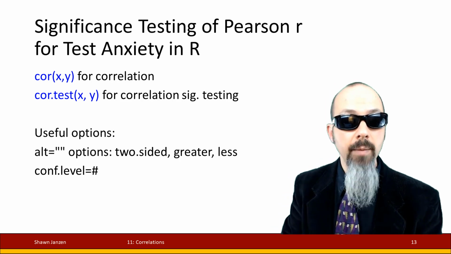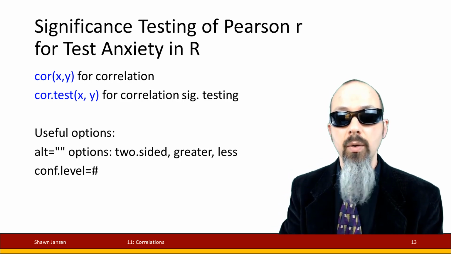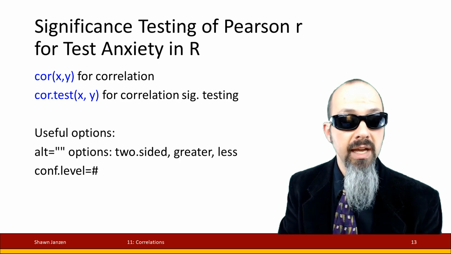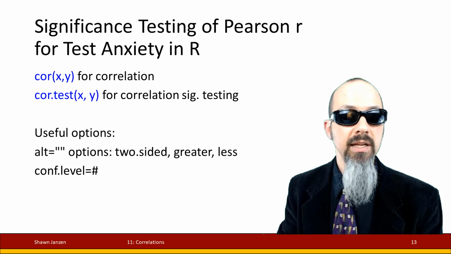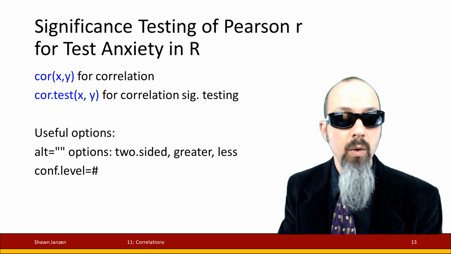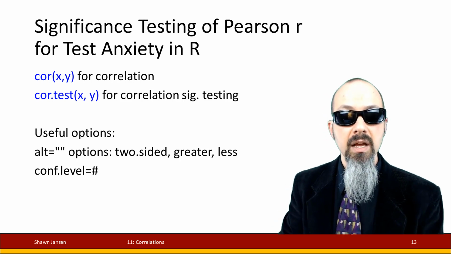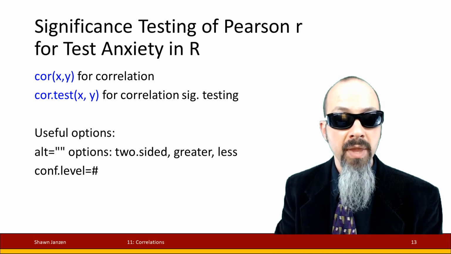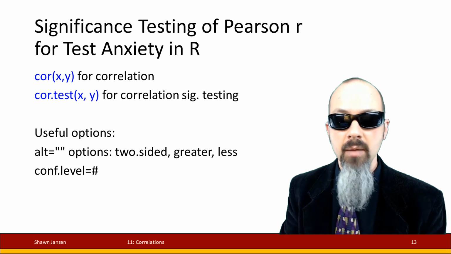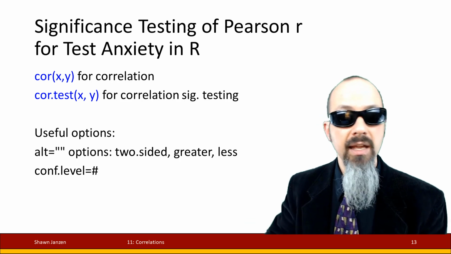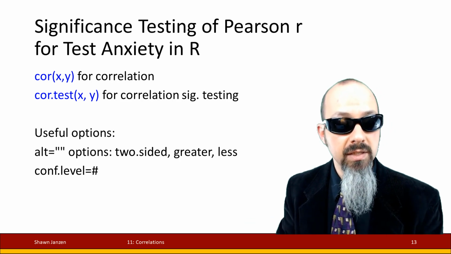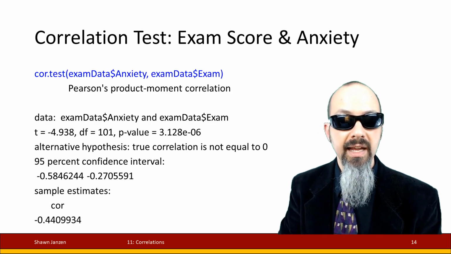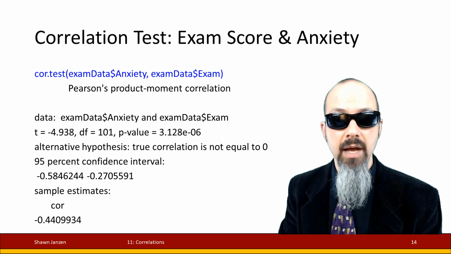I have an alt option where I can choose two-sided, greater or less, where two-sided is my non-directional two-tail test, and my greater is my upper tail, my less is my lower tail directional hypothesis testing. It also gives me a confidence level that I can indicate with conf.level. The default is 95%, but you can change it to 99, 98, 90, or whatever other level you'd be happy with. So let's go ahead and use anxiety and exam again to see how this fits out.